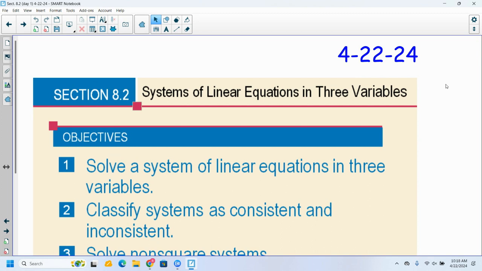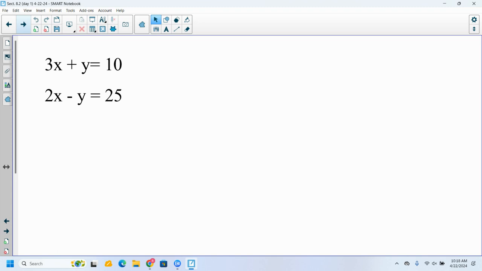All right, we are hitting systems of linear equations in 3 variables. This is not on your guided notes, but you've got to know how to solve a 2x2 system. So take a look at that one if you would. It's not on your notes.